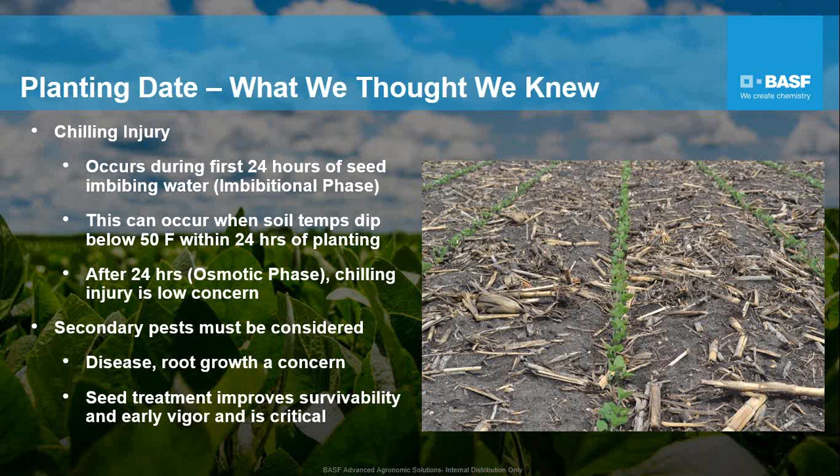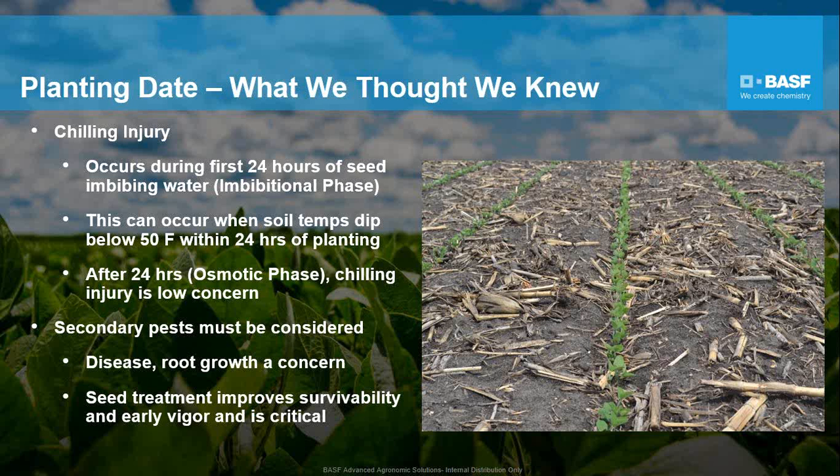So the rule of thumb in the past has been that you don't want to plant soybeans unless you're going to get soil temperatures above 50 degrees on average in the first 24 hours of planting. The reason why that's always been stressed historically is that you have what they call the imbibitional phase of the soybean seed in the first 24 hours, and it's going to drink water regardless of what temperature it is. So whether that water is 65 degrees in the soil or 35 degrees, it's going to be imbibing in the first 24 hours.